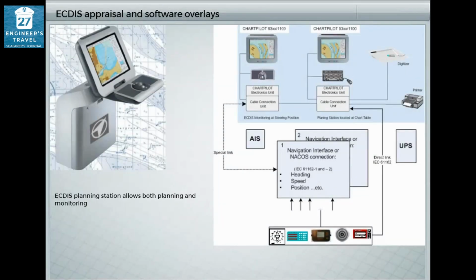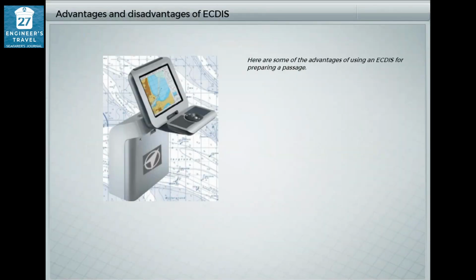Whilst on passage, a connected workstation allows a route to be worked on while the main ECDIS is being used to monitor the vessel. When ready, the worked-on route can then be sent via the network to all other ECDIS for local storage or use. Here are some of the advantages of using an ECDIS for preparing a passage.